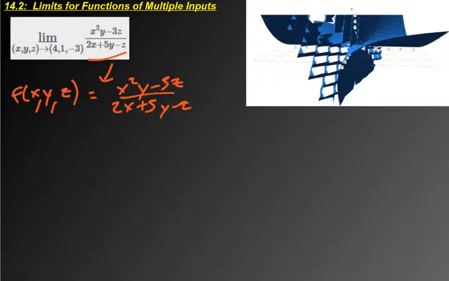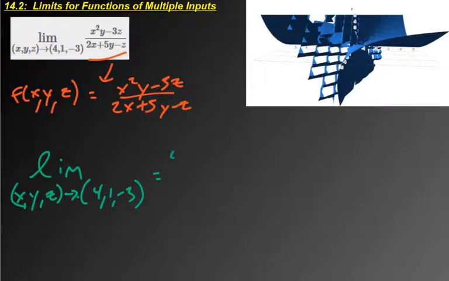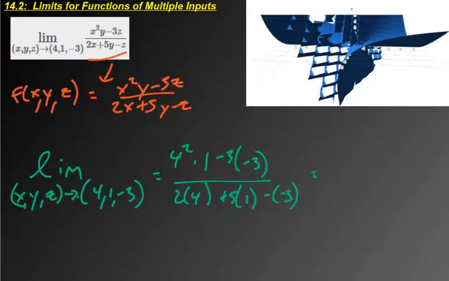If it comes in from that side, both in all directions, basically. So you can always try this. So if we plug that limit in, we get 4 squared times 1 minus 3 times -3 over 2 times 4 plus 5 times 1 minus -3. And that is 25 over 16. And that actually is the limit.